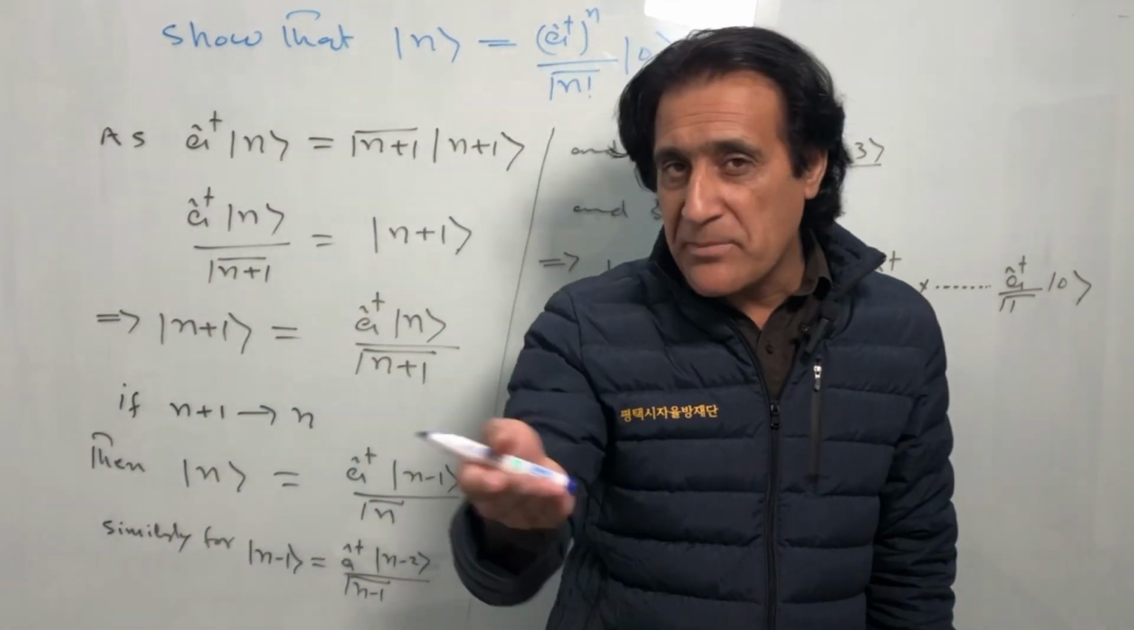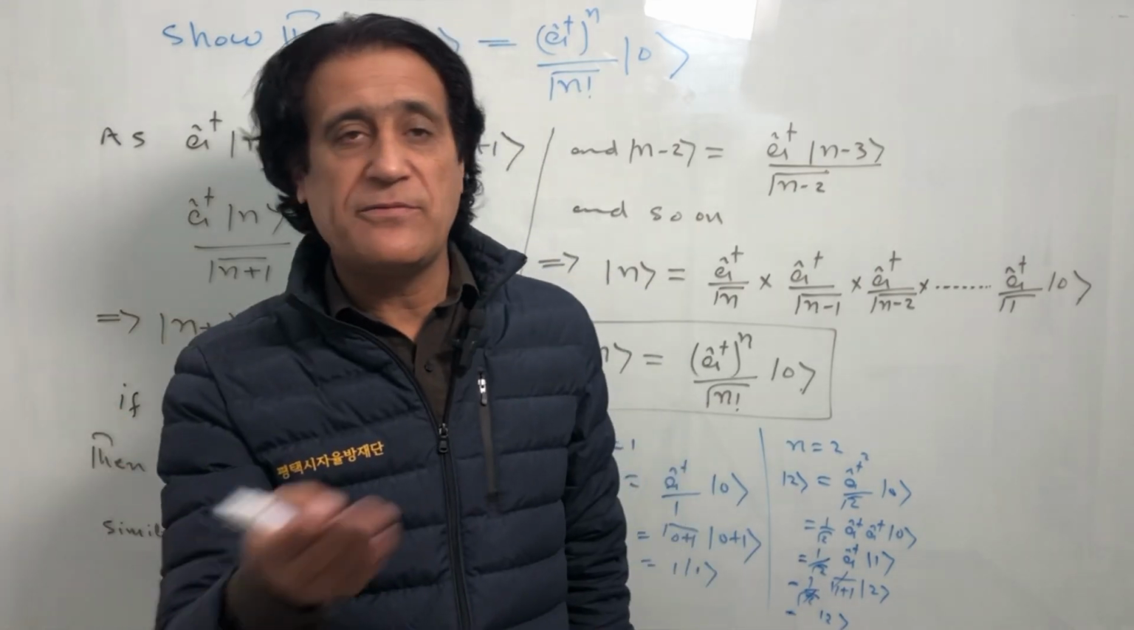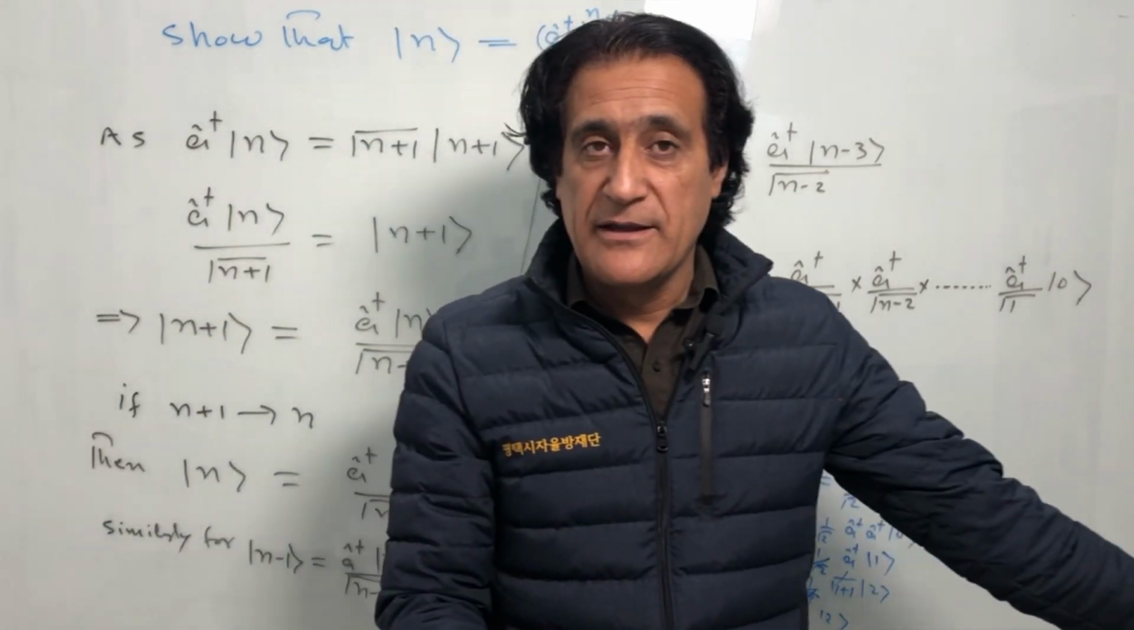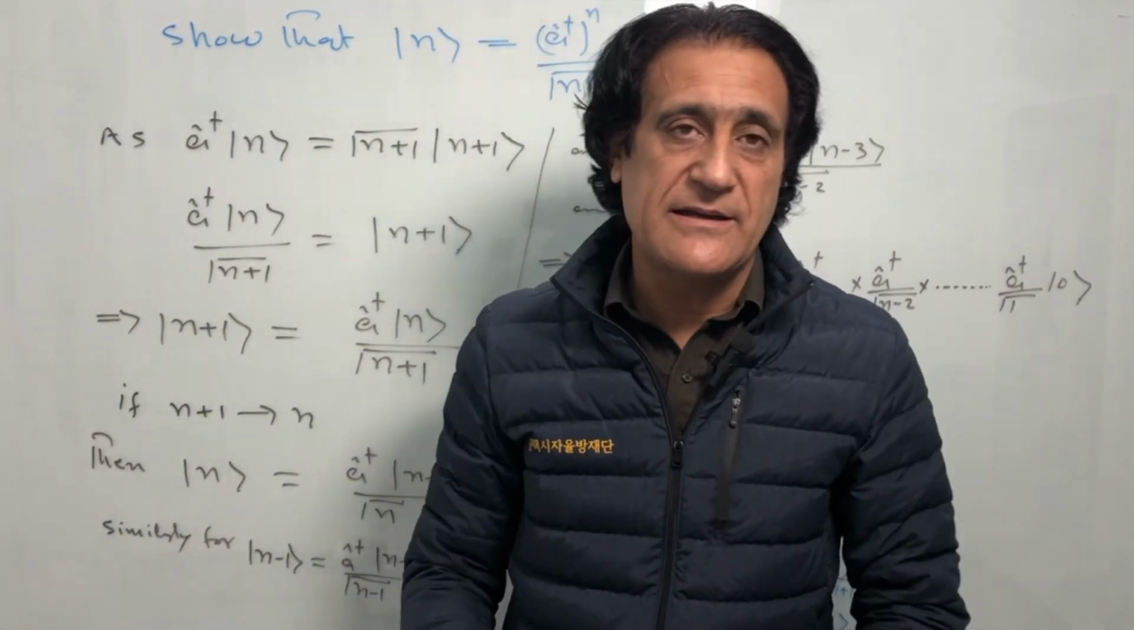If you put a number of photons for any value, for n is equal to 10, you can get 10, which is equal to 10. So the left hand side and the right hand side must be equal.